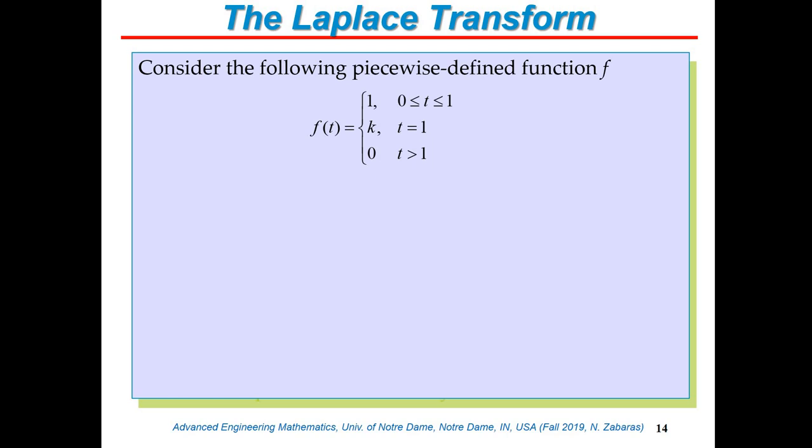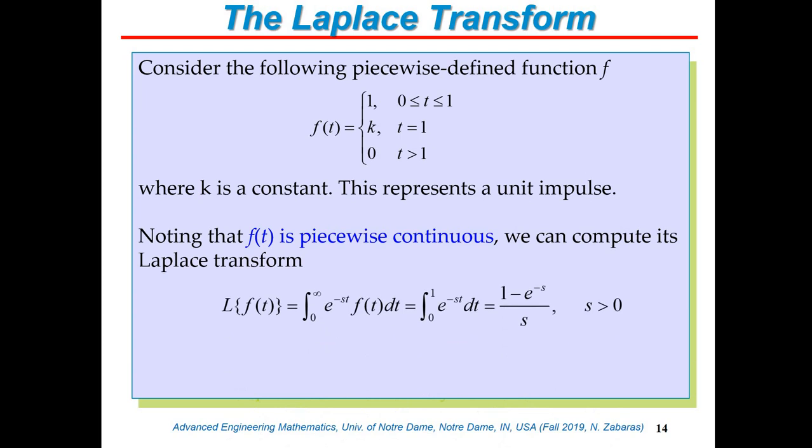Let me see if we have another example. So here's another example of a function that is piecewise continuous. You notice at t equal to 1, there is a finite jump from 1 to k, where k is some constant. So if you evaluate the Laplace transform as the integral that you see here, effectively this jump at t equal to 1 contributes nothing to the integral.